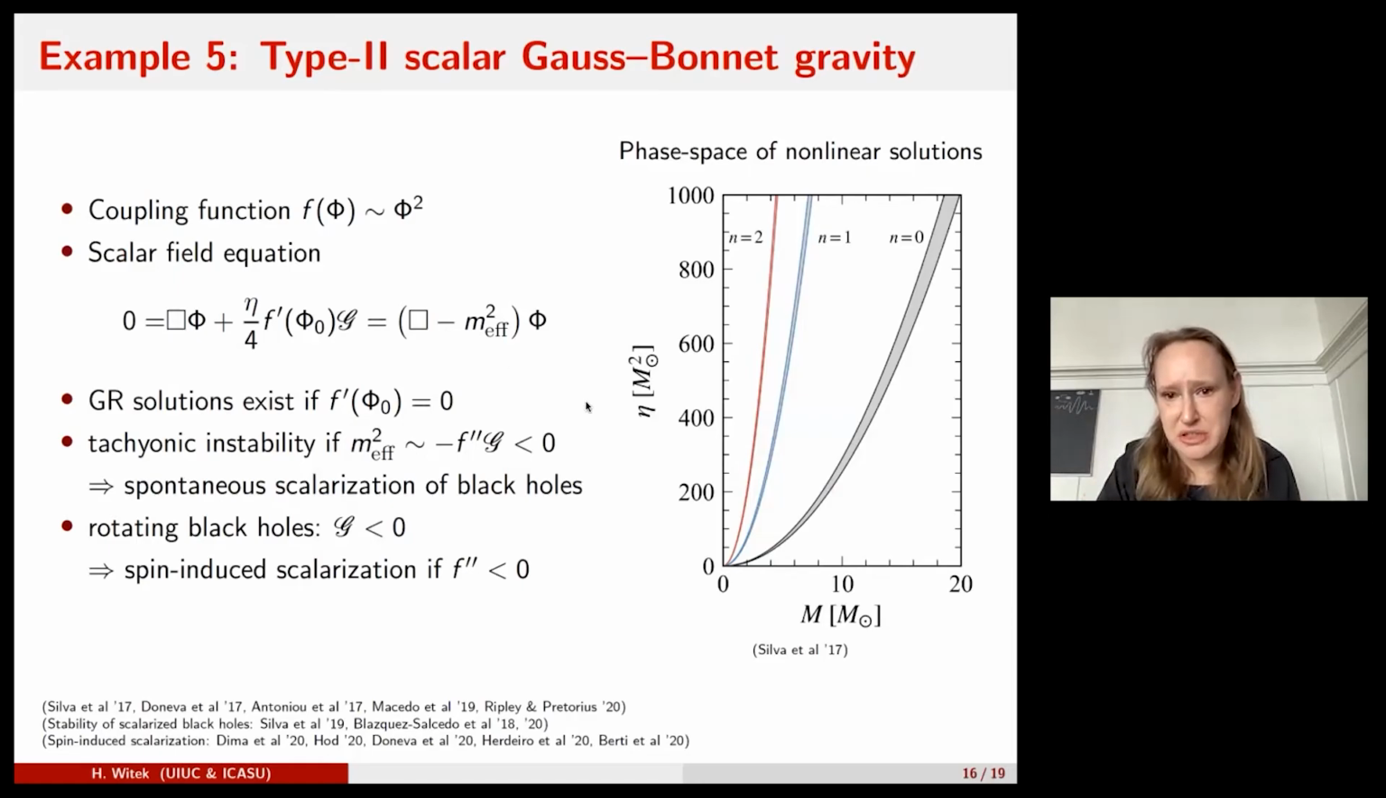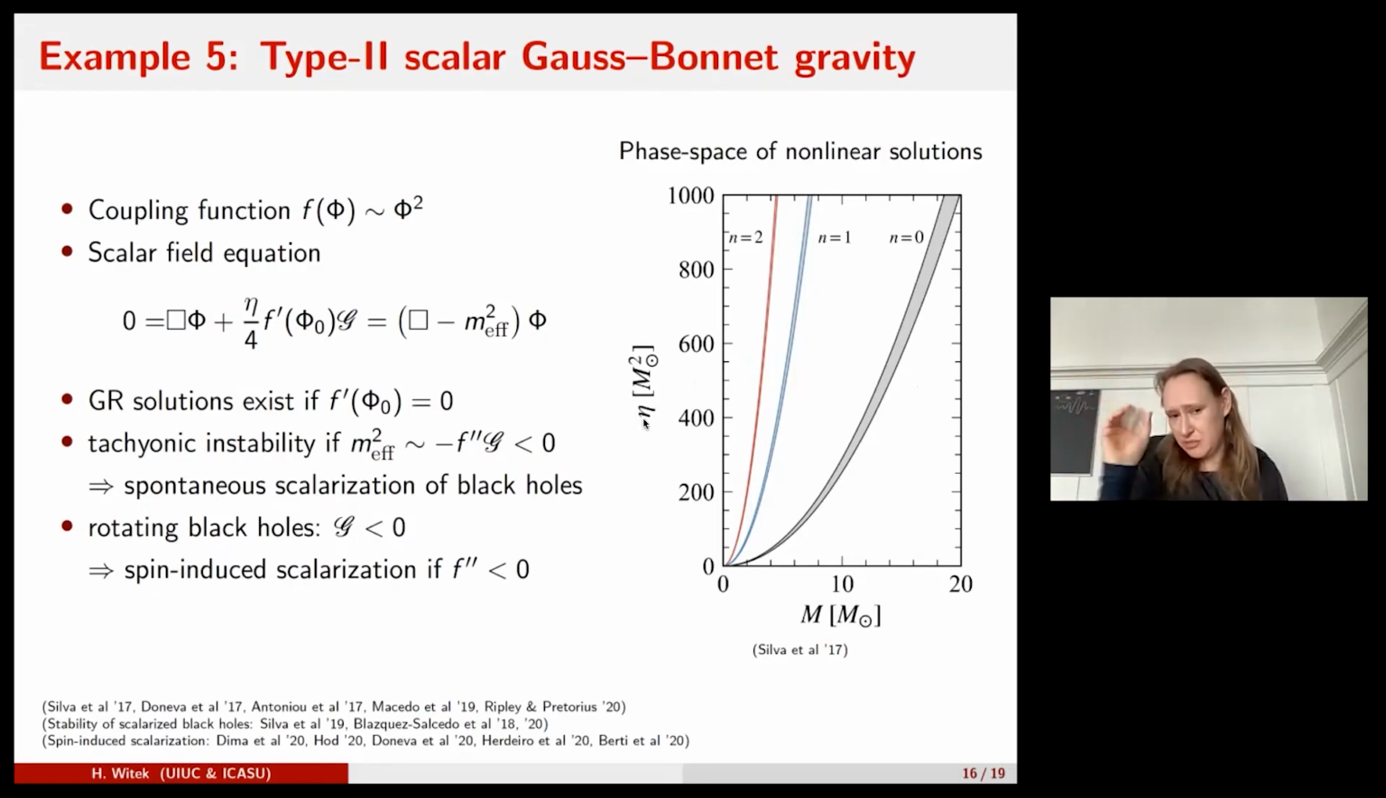To give you an example, I'm showing here a plot done by Hector Silva and collaborators, where you have the coupling constant. In their paper, they called it eta. Don't worry about the actual naming. Here we have the mass of the black hole in units of solar masses. The white regions here are those regions where we still have the Schwarzschild or Kerr solution of general relativity. And these bands here correspond to scalarized solutions where we have the tachyonic instability triggering the scalar field. In this case, you see the coupling constant is always positive.